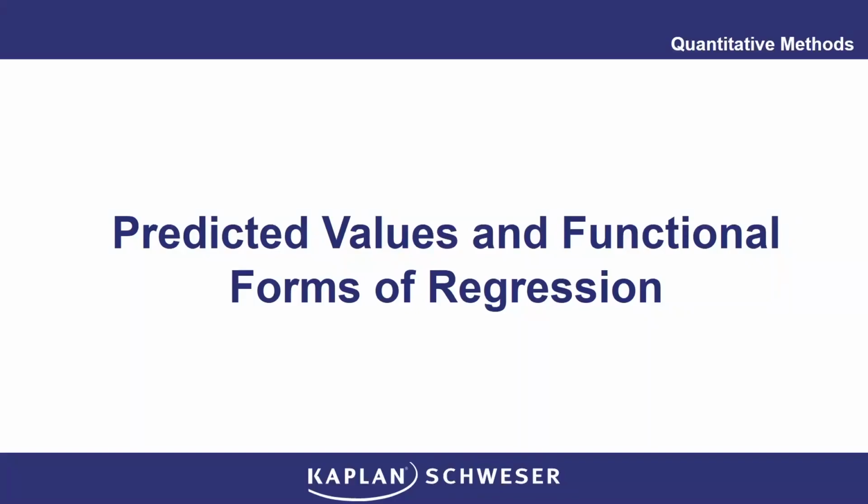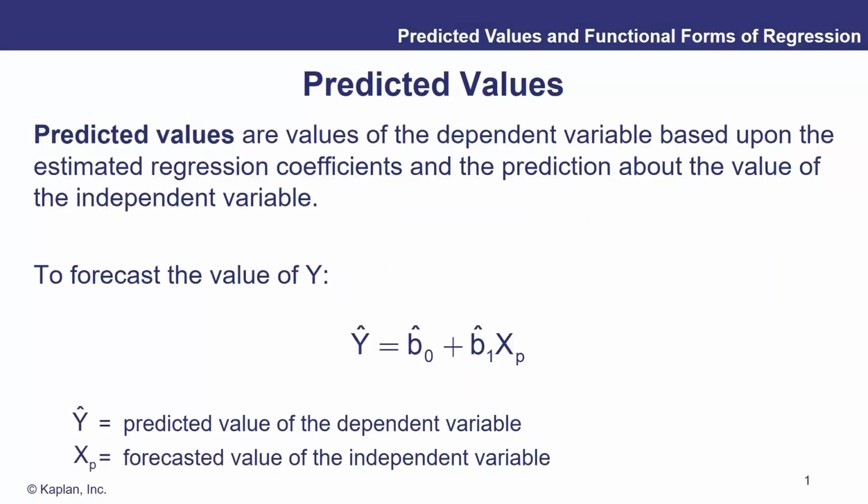Okay, so our last module for regression is predicted values and functional forms of regression. Our first learning outcome statement asks us to calculate and interpret the value of a dependent variable and to be able to create confidence intervals around it.